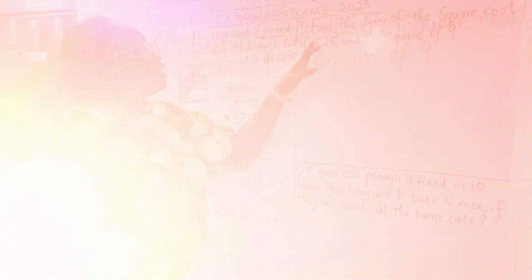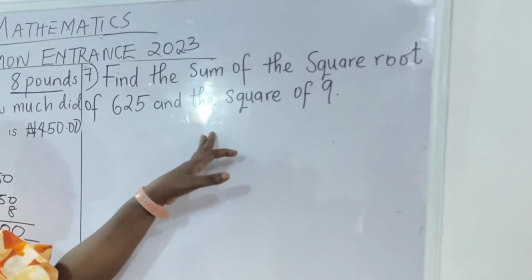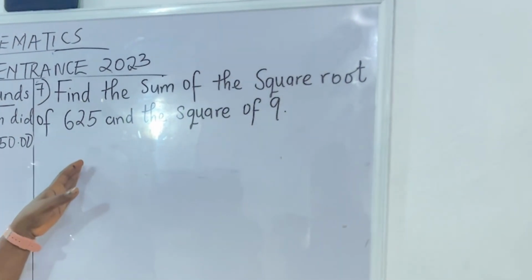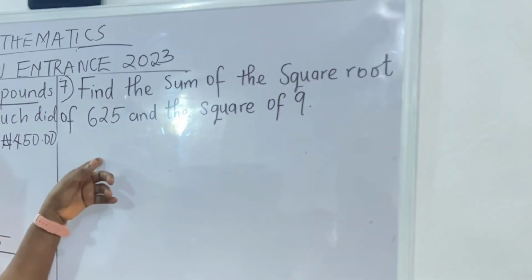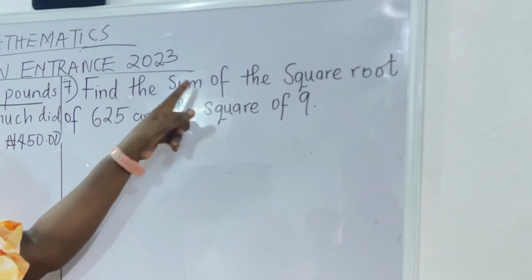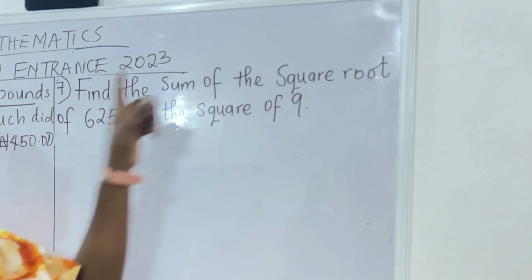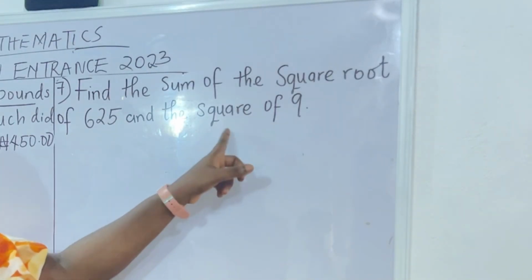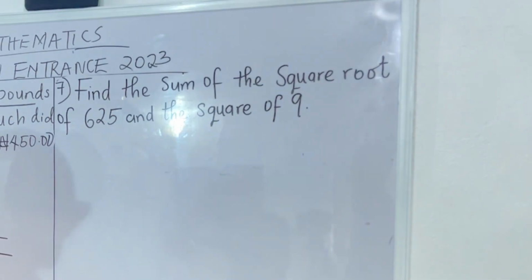The next question says, find the sum of the square root of 625 and the square of 9. This question is very tricky. Do you know that? So this teaches us the lesson that we should always read the question and understand it before we start solving. Find the sum of this. Number 1, sum. Number 2, square root. So you're finding the square root of 625, but you are going to find the square of 9. A lot of people will miss this question because they will just assume it's the square root of 9. No, you can easily find the square root of 9, right? But 9 is the square.